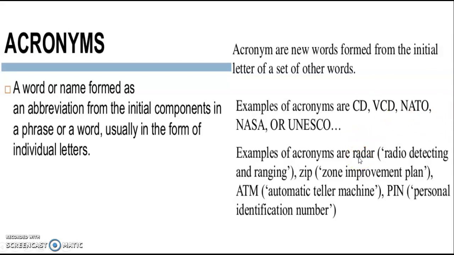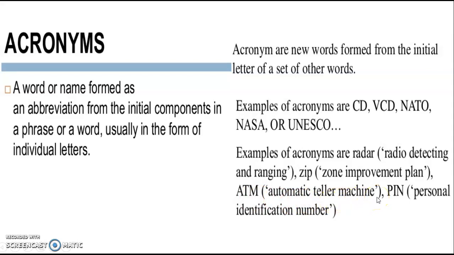For example, radar. We say radar, but what does it mean? Radio detecting and ranging. Imagine that you have to say all those things when you want to talk about radar. So it's better to say radar instead of saying all those things. ZIP, zone improvement plan. Also, it's better to say ZIP.